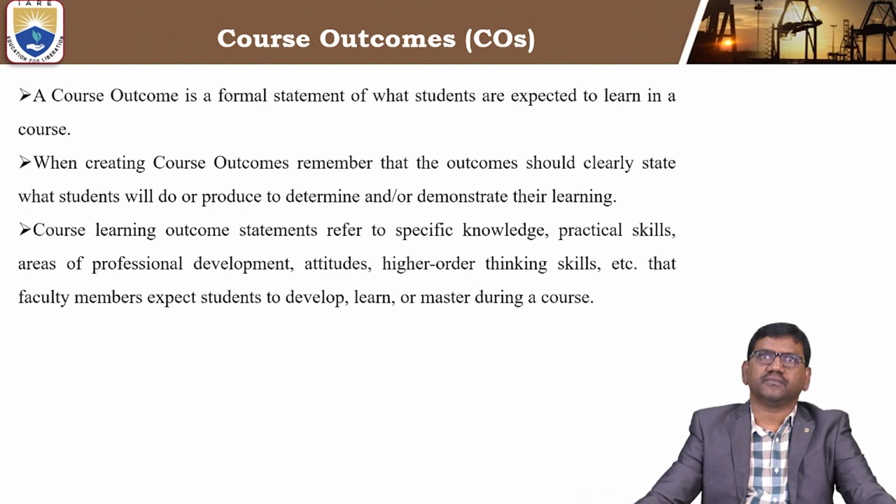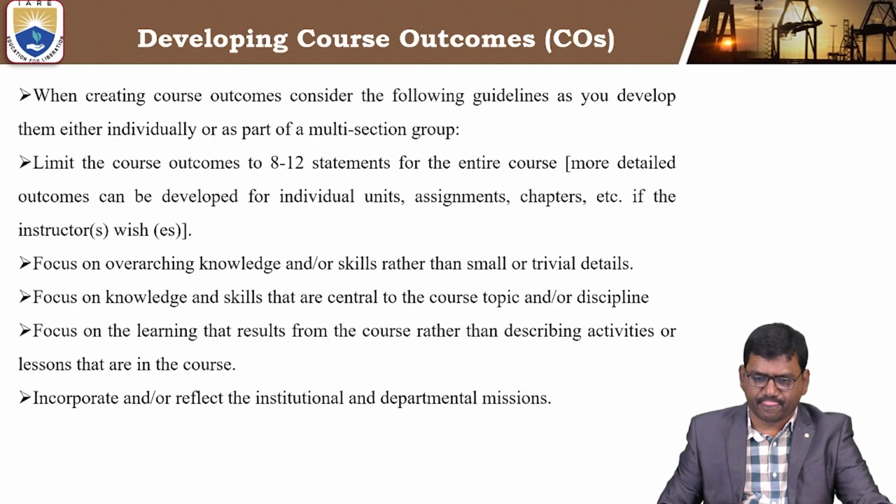Next one is course outcomes. A course outcome is a formal statement of what students are expected to learn in a course. When creating course outcomes, remember that the outcome should clearly state what students will do or produce to determine and demonstrate their learning. Course learning outcome statements refer to specific knowledge, practical skills, areas of professional development, attitudes, higher order thinking skills that faculty members expect students to develop, learn, or master during the course.